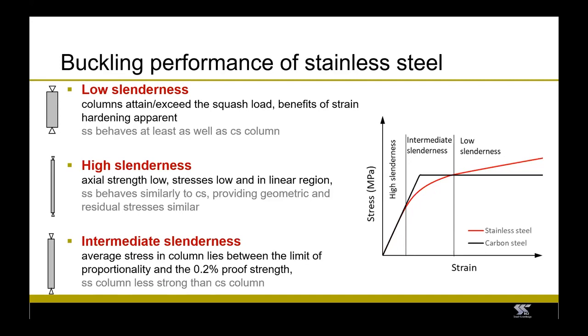Now, for columns of intermediate slenderness, the resistance is also governed by global buckling, but in this case, the compressive stresses in the column will be between the limit of proportionality and the yield strength. And as you can see in this figure, this is the region where the detrimental effect of the nonlinearity is more pronounced. So because of this, for this range of slenderness, a stainless steel column can be expected to be less strong than a carbon steel column.